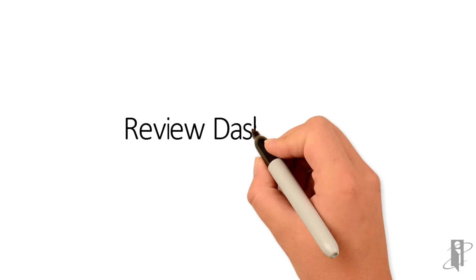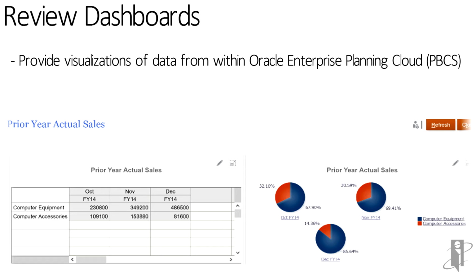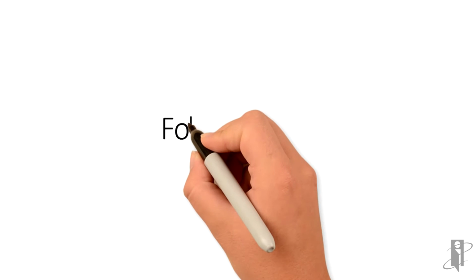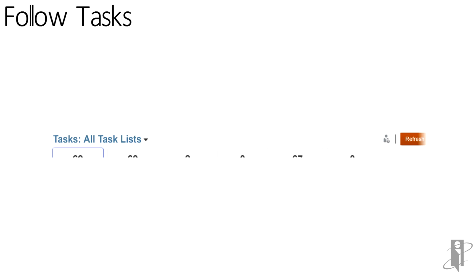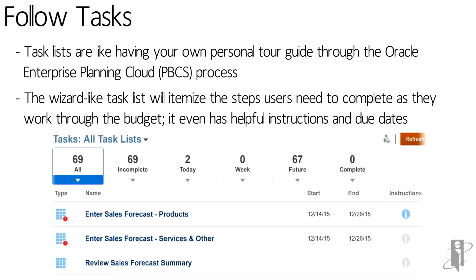So if we jump into what the dashboards may look like, this is where power users and administrators can create visualizations of the data. So not only can they see numerical grids of information, you can create different types of charts. You can include URLs and commentary text all within a dashboard framework. Users can follow tasks, which are essentially their personal tour guide through a particular PBCS process. Again, interactive users or power users and administrators can create these task lists and assign due dates, and then users can track what tasks they have assigned to them, what's complete, what's outstanding, and then you can even include instructions on each particular task.